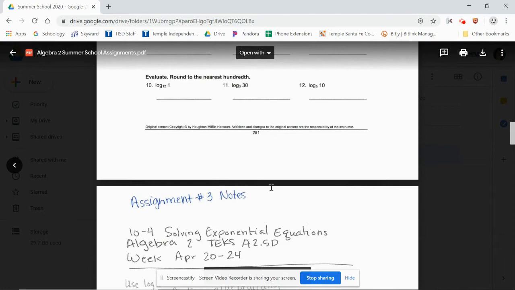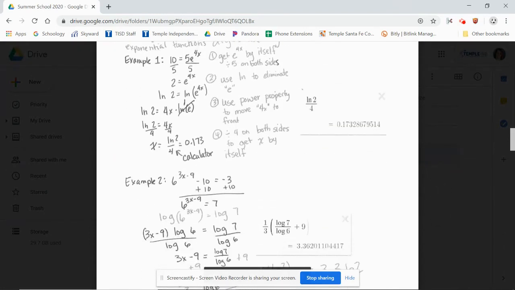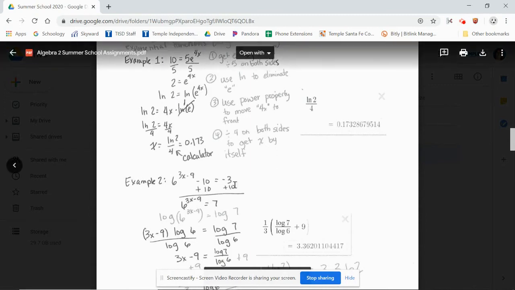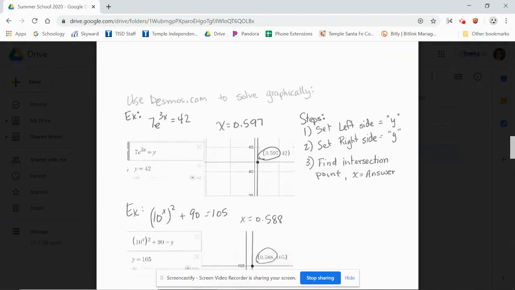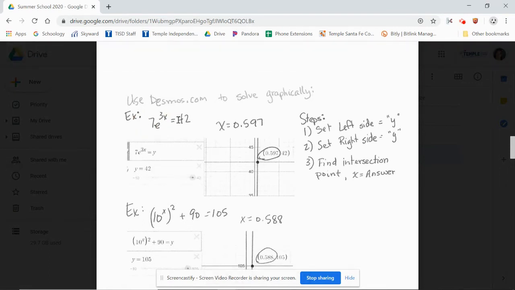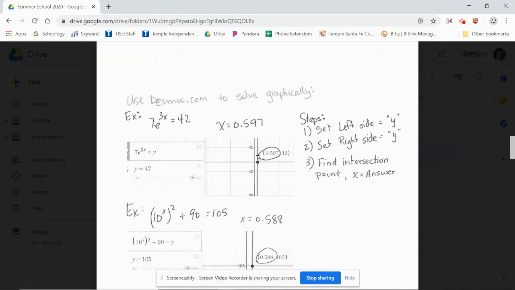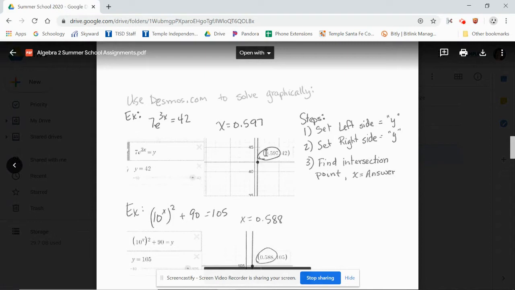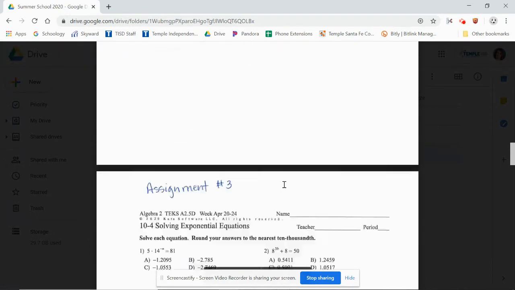The third assignment is using exponential functions. I have showed you how to do that in the examples. I've also shown you that you can do the same assignment in Desmos, but you will have to break your equation into two different parts. You'll need to break it into the left side of the equation equals y, and then the right side of the equation equals y, and then scroll in until you find where the two lines cross, and that x answer is your answer to the question.